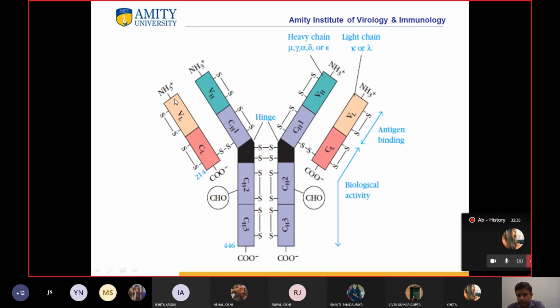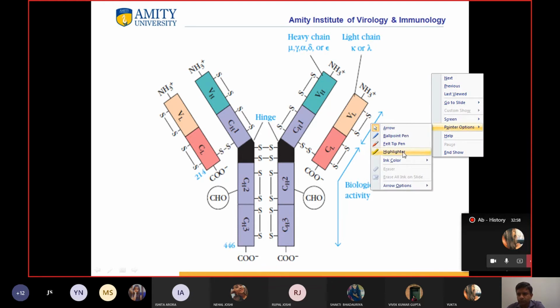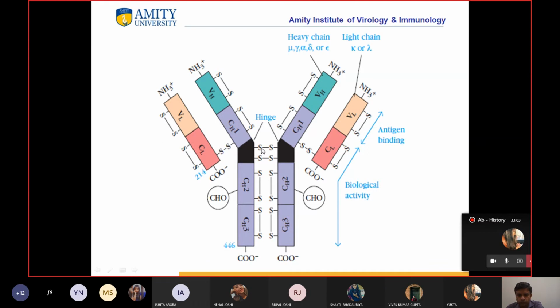Okay, it has 4 chains. You can see 1, 2, 3, 4, right? So 4 chains, and in these chains you can see there are a lot of S's, right? So these S's are your disulfide bonds. Okay, let me keep highlighting them. So you can see here these S's are the disulfide bonds. Because of these disulfide bonds, this chain is linked to this chain, which is linked to this chain, which is linked to this, right? So the disulfide bonds are basically linking these different chains.